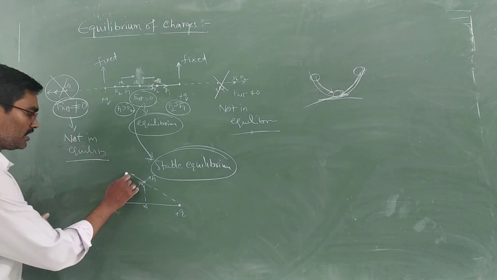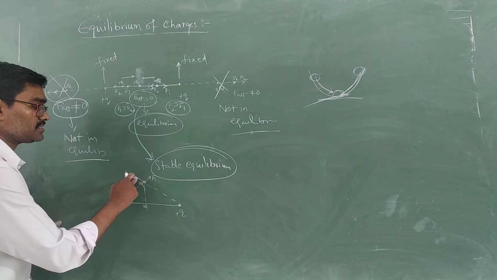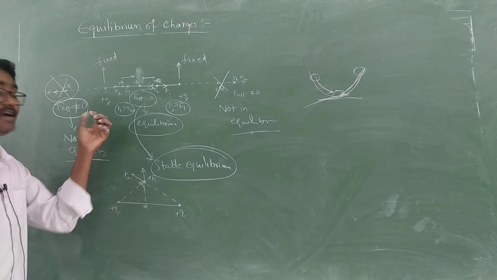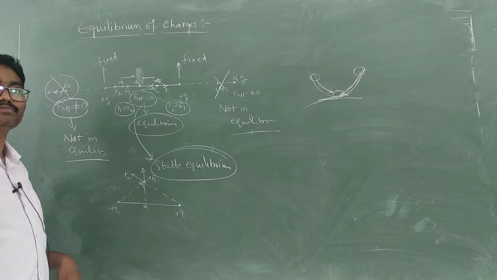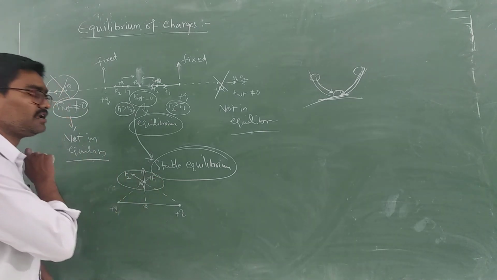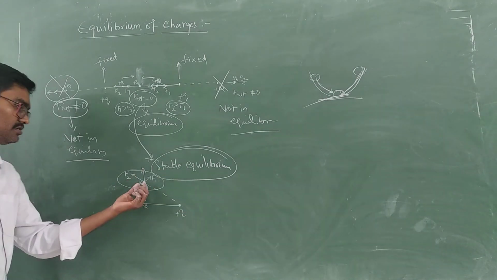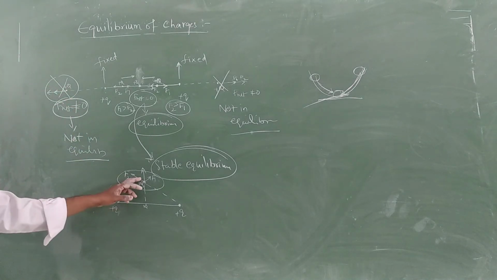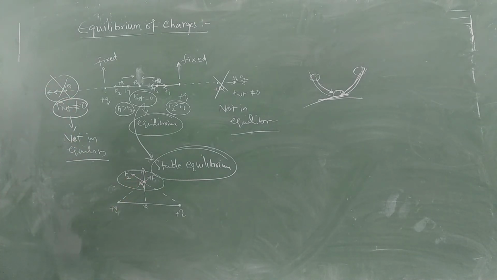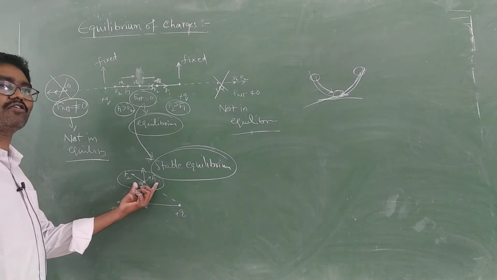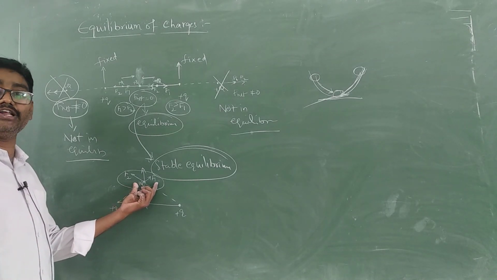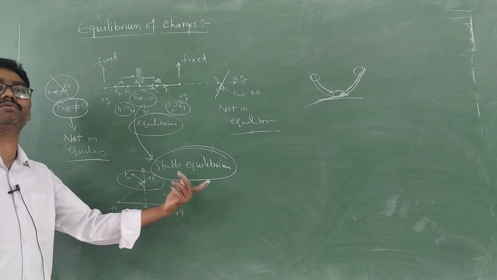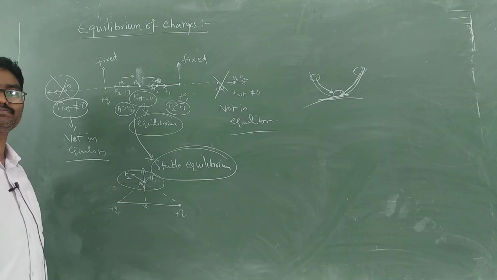This is F. What about the resultant? The resultant is upward. It is not coming backward. So in this condition it is unstable. It is going away with the resultant force, so the net force is not zero here. So this is not in equilibrium now. Equilibrium is specified as stable, unstable, and neutral, and this is not in equilibrium.